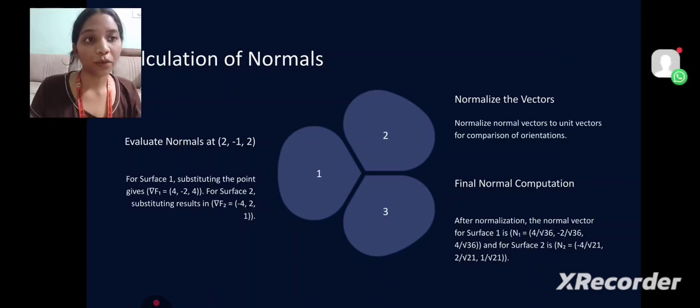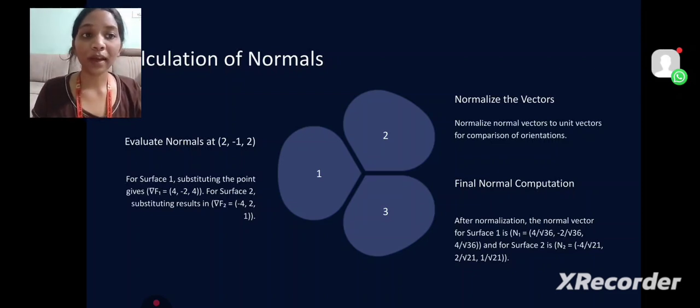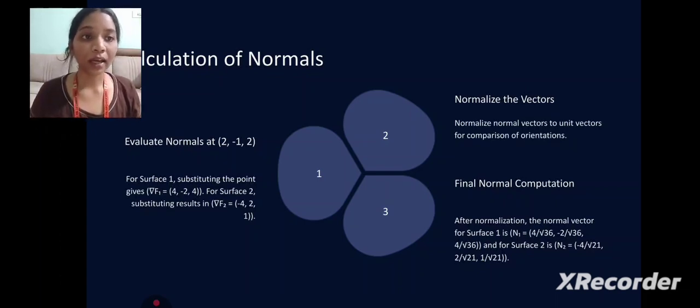Final normal computation. After normalization, the normal vector for surface 1 is n1 equals (4 by root 36, -2 by root 36, 4 by root 36). And for surface 2, n2 equals (-4 by root 21, 2 by root 21, 1 by root 21).